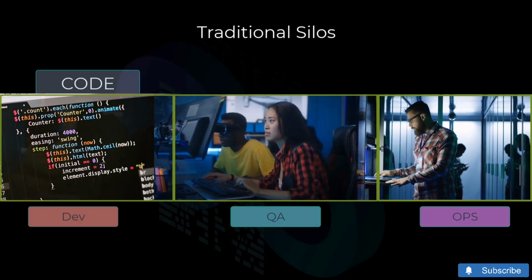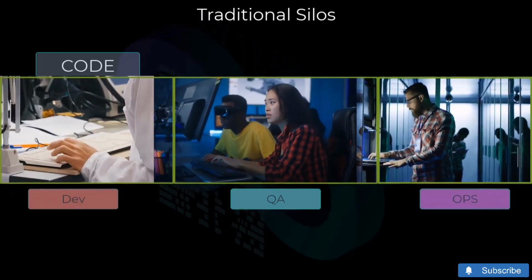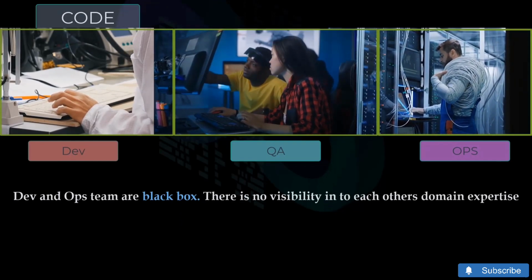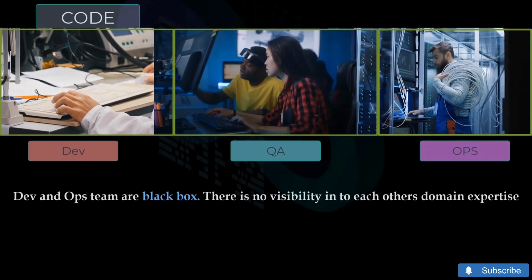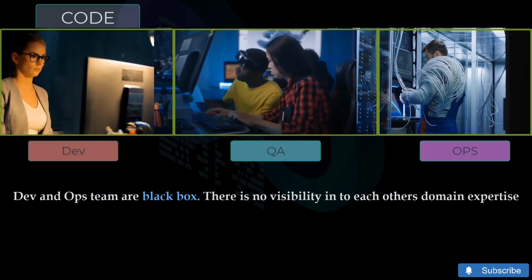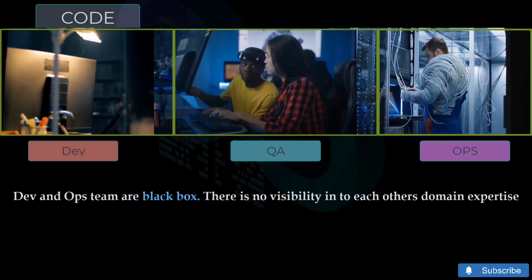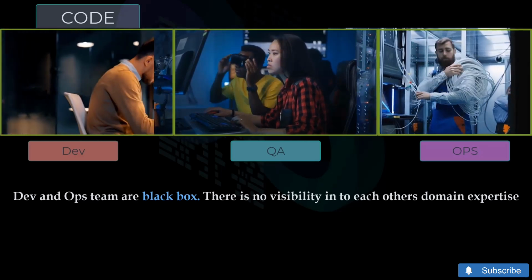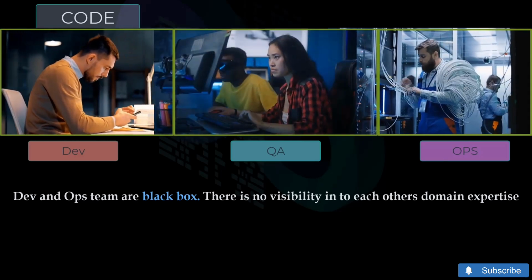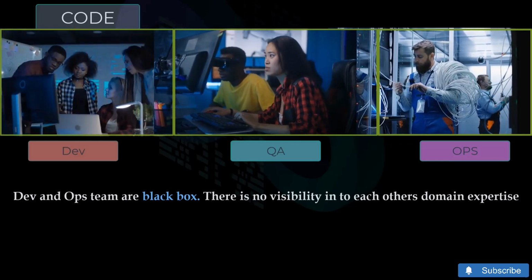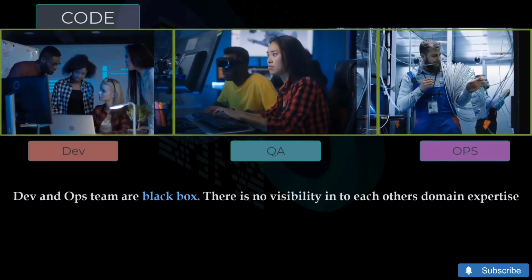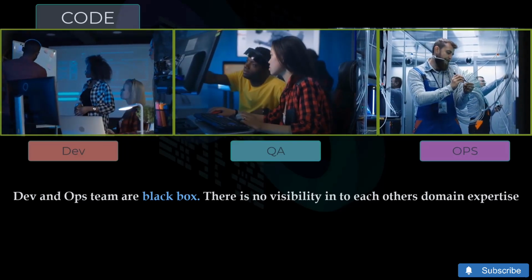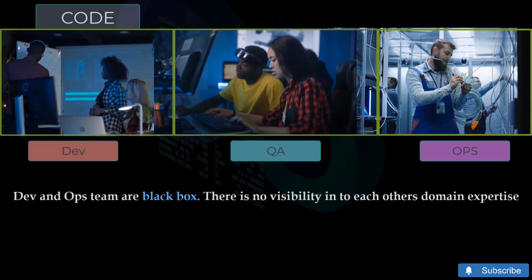So, what's going wrong in this traditional silo model? The first thing is that the dev and ops teams are something like a black box to each other. That means they have no visibility into each other's domain expertise. And that's what leads to finger pointing as well. The operations is a black box, so the developers do not really trust them. And in turn, the ops team does not trust the developers either. They both think that the problem is caused by the other team.